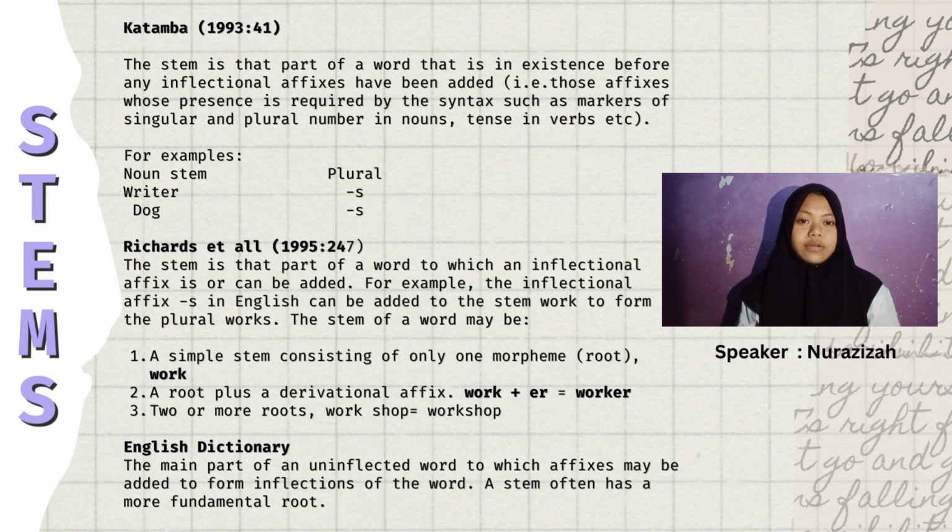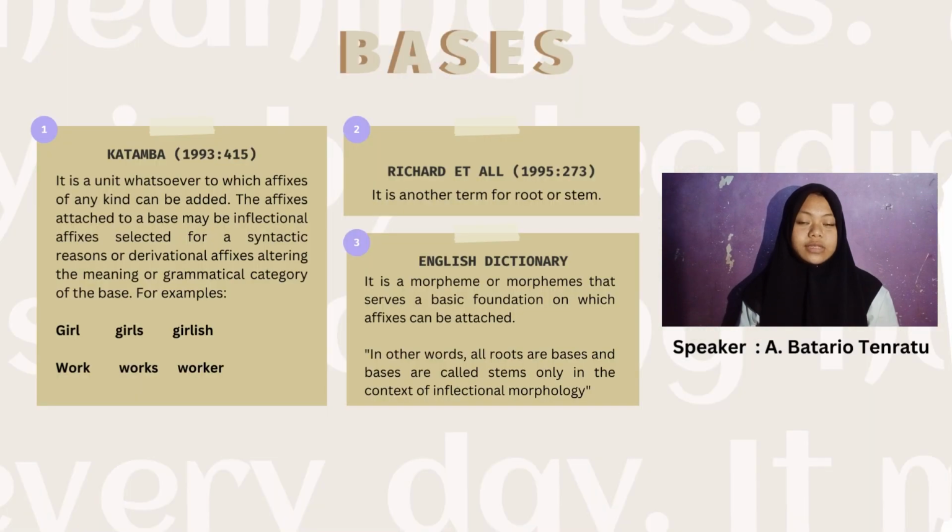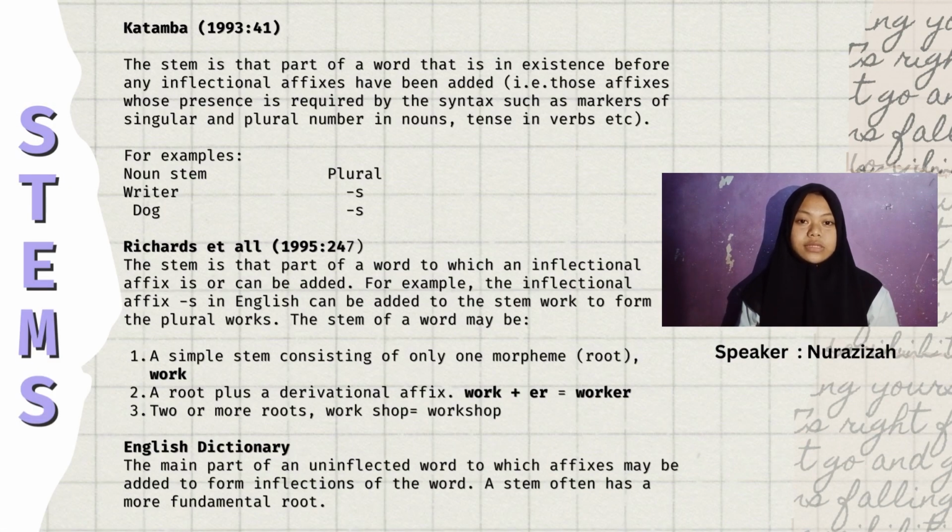The stem of a word may be: 1. A simple stem consisting of only one morpheme or root, namely work. 2. A root plus a derivational affix, namely work plus er equals worker. And 3. Two or more roots, namely work plus shop equals workshop.